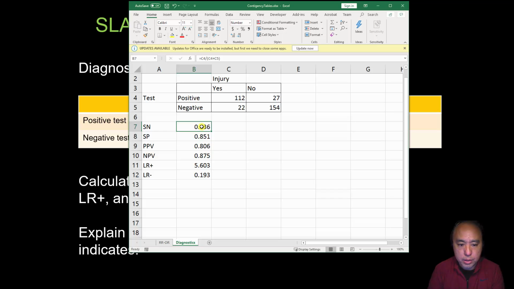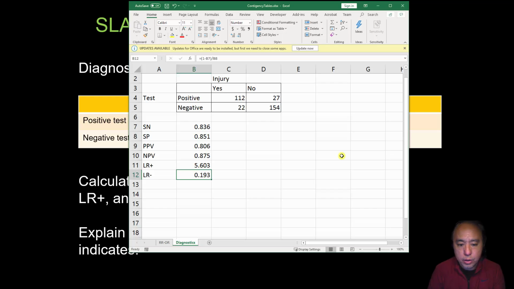I went over this in detail, so I'm not going to go over it again, but sensitivity is, in this case, 0.84, specificity 0.85, positive predictive value is 0.81, negative predictive value 0.87, and the positive likelihood ratio was 5.6. Hopefully that's what you got. And the negative likelihood ratio is 0.19.